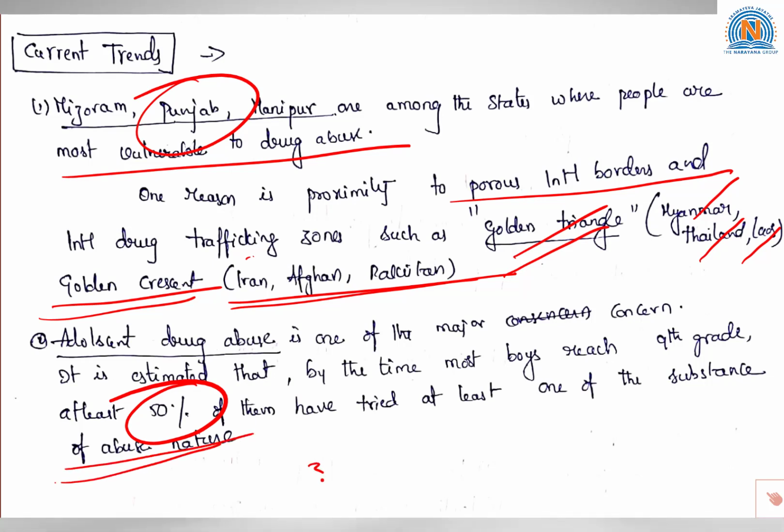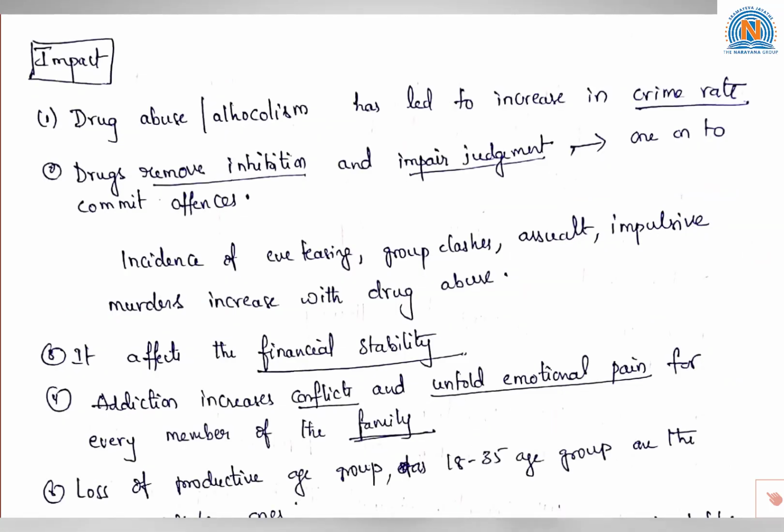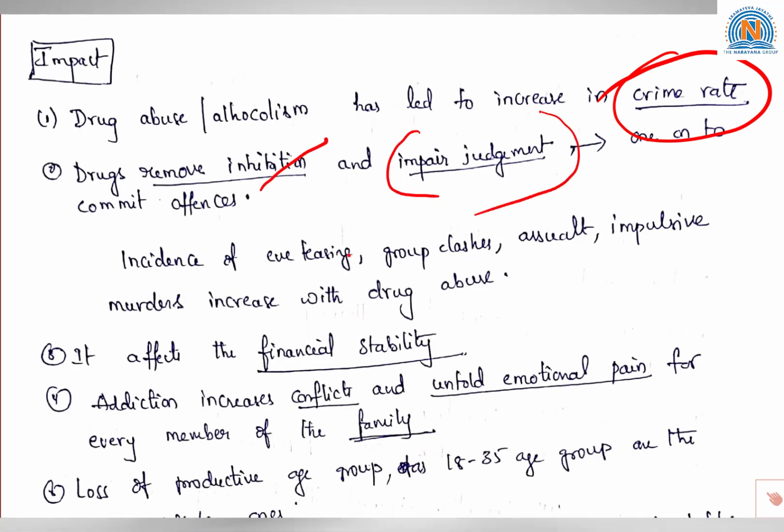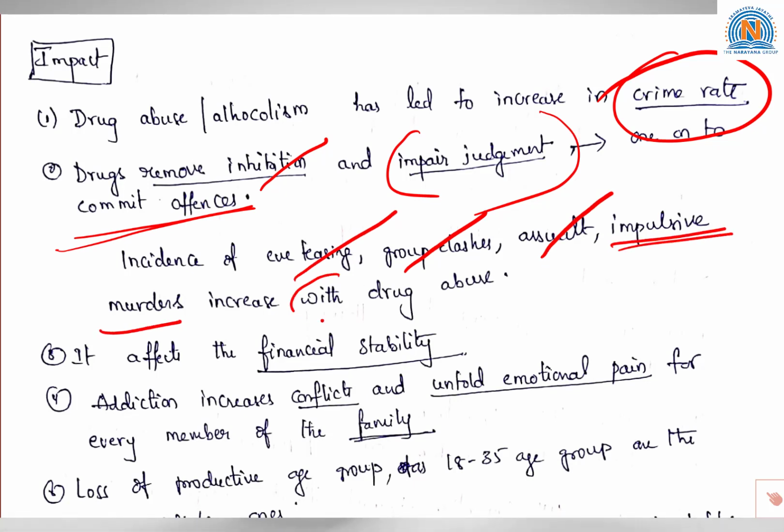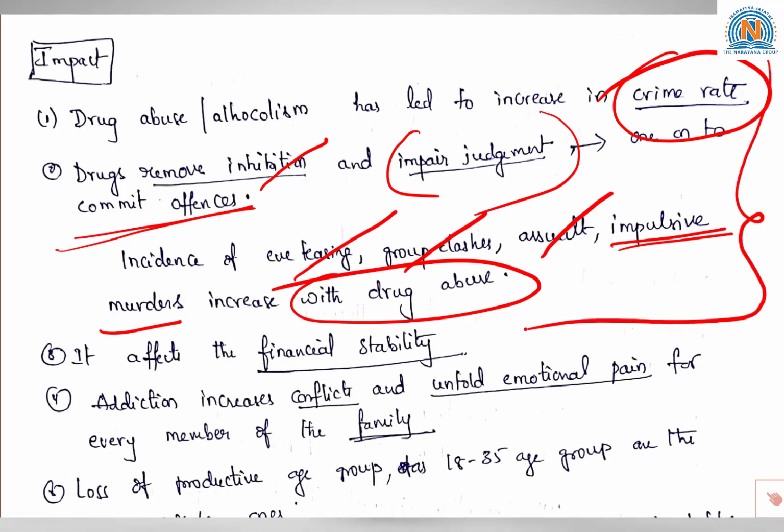And one more emerging trend is the increase in women participants in this menace. Now we look into the impact of this drug abuse or alcoholism. First and important, it has led to an increase in the crime rate because drugs remove inhibition and impair judgment. That is, it triggers one to commit offenses. Incidents of eve teasing, group clashes, assault, impulsive murders, all increase with drug abuse. So we can say that this creates social unrest in the society.